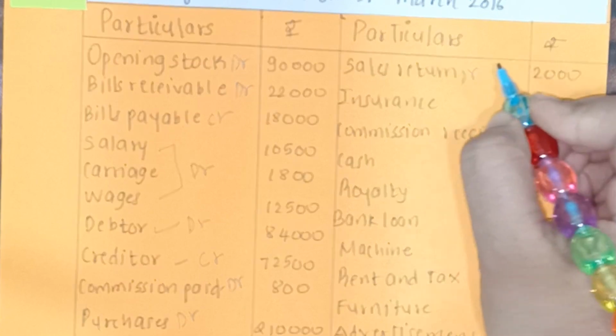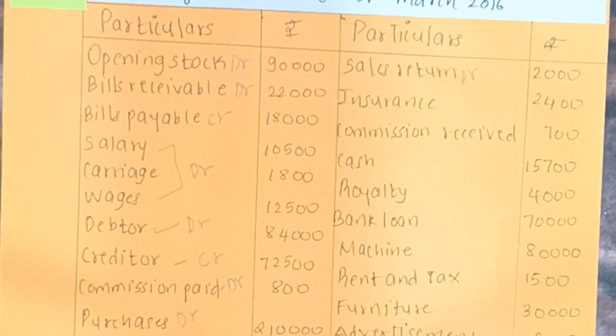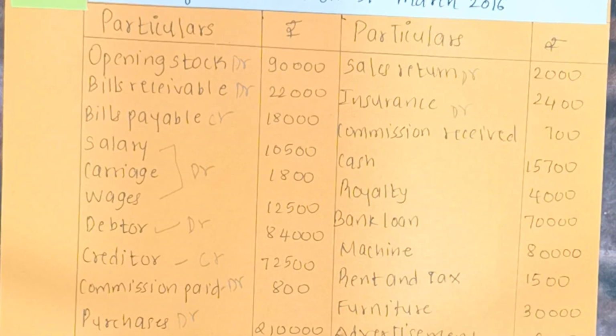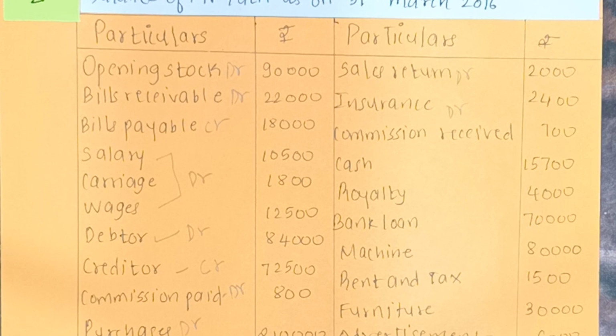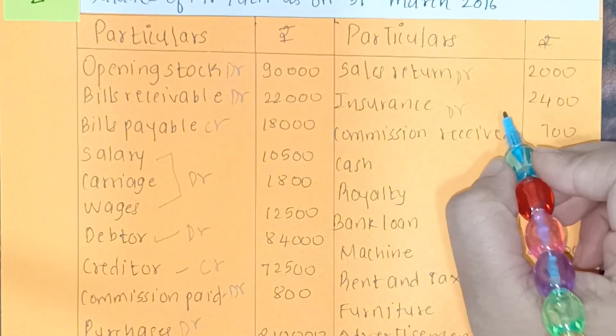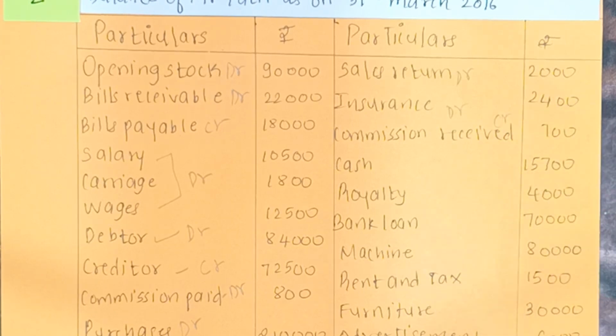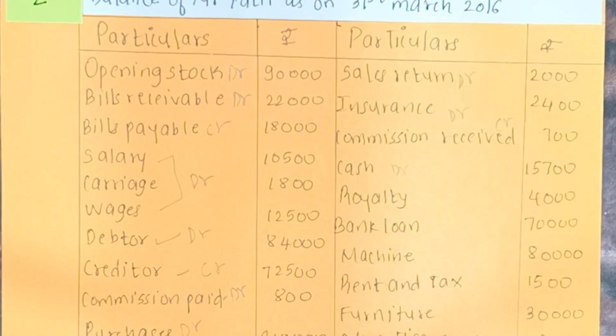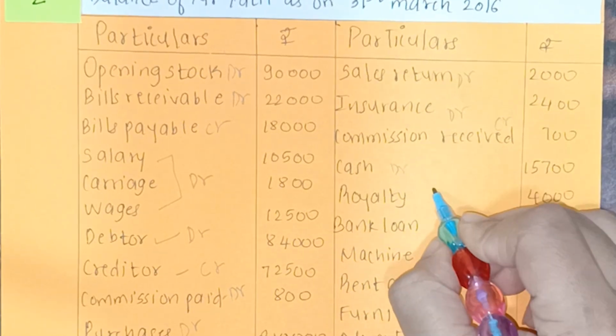Then we have insurance. Insurance is again an expense to us, so again the debit side. Then we have commission received. Commission received is an income to us. So where will we record income? Income will be recorded on the credit side. Next we have cash. Cash, as we know, is an asset to us, so debit. Then we have royalty. Royalty will also come on the debit side.